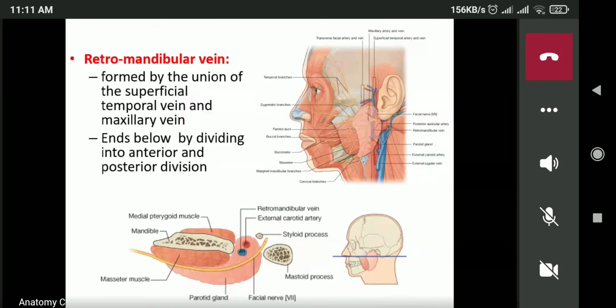And other structure which pierces the gland is the retromandibular vein. The formation of the retromandibular vein is within the gland. So the superficial temporal vein and the maxillary vein united together to form the retromandibular vein within the gland. So formed by the union of superficial temporal vein and the maxillary vein, and ends below by dividing into the anterior division and the posterior division. So this is the anterior division of the retromandibular vein, and this is the posterior division of the retromandibular vein.